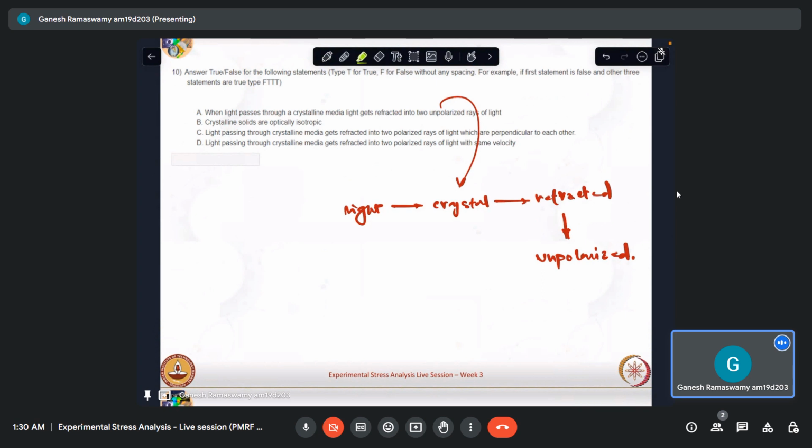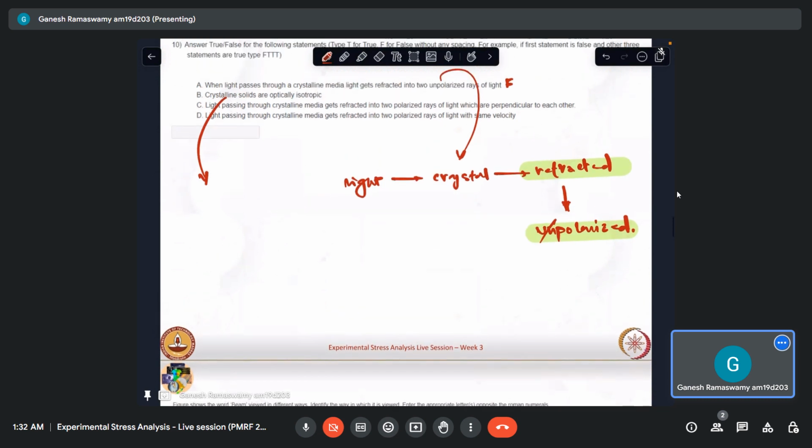Now, what is to be noted here is that the question itself qualifies the rays to be refracted, in which case we know that the light has impinged on the crystal at an angle that is not zero to the optic axis of the crystal, because when the light is parallel to the optic axis of the crystal, it passes unaltered, and the crystal doesn't show birefringence in that case. So the very fact that it has been qualified as refracted implies that it is not parallel to the optic axis, in which case any refracted ray would have to be polarized, which is why this statement is false. Now coming to the second option, crystalline solids are optically isotropic.